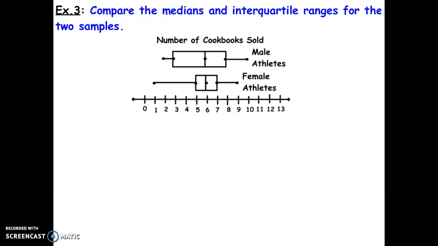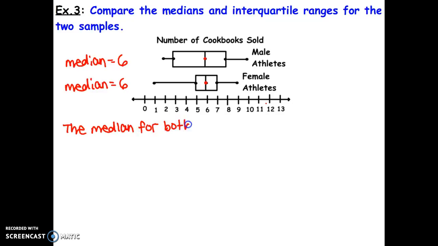Okay, so first let's take a look at the medians. So the median for the male athletes is right here, and that is 6. The median for the female athletes is right here, and that is also 6. So when we talk about comparing the medians, we'll simply say the median for both male and female athletes is 6.